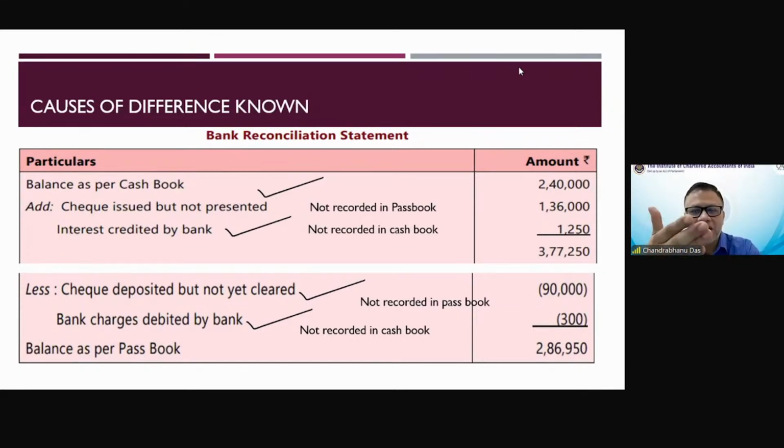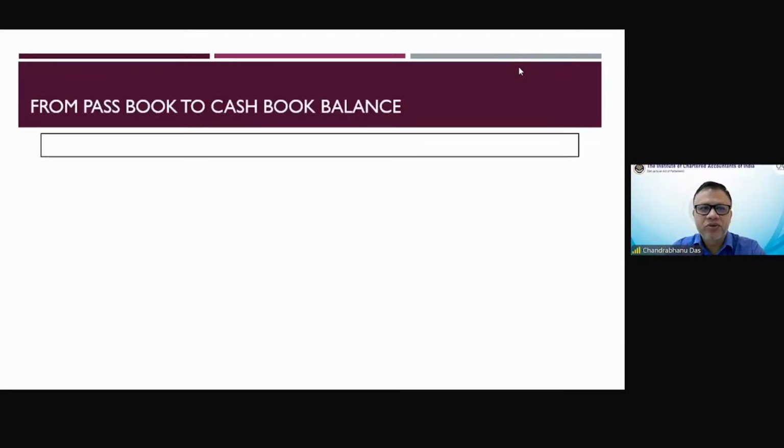And how can you increase the passbook balance? If you take the inflow which is not recorded in the cash book, interest credited by bank, you can increase your passbook balance. How will your passbook balance decrease? If there are bank charges which are not recorded in the cash book, that is, bank charges debited by bank. So you can do that and arrive at the passbook balance. This is the basic fundamental you have all understood.